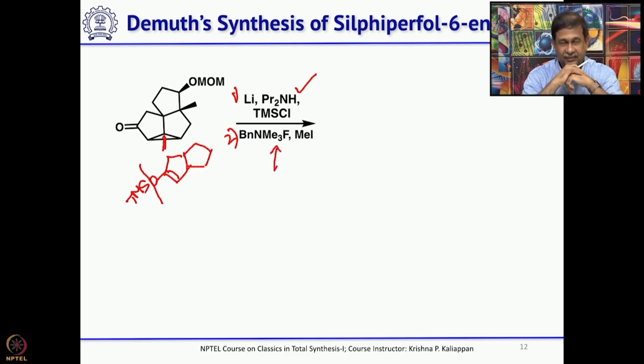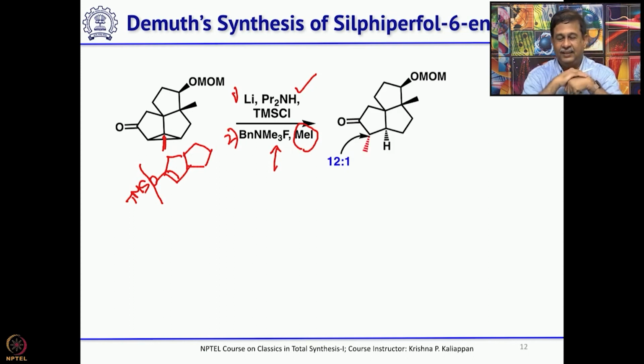They have used benzyl trimethyl ammonium fluoride to cleave the enol TMS to generate the O minus, and that O minus you quench with methyl iodide. Okay, you quench with methyl iodide, you stereoselectively introduce the methyl group. Okay. So, now if you count the number of carbon atoms, you will see here in this ring you have 6, here you have 2, 8, and then here you have 3, and then here you have 1.